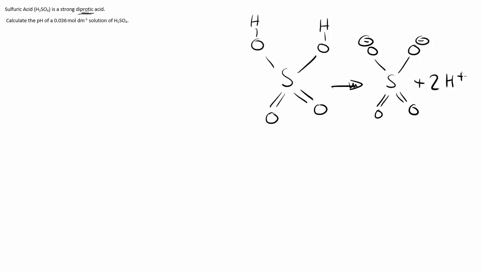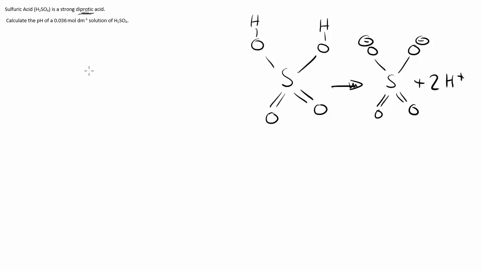If you look at the ratio between the sulfuric acid molecule and the H plus ions formed, you can see it's a 1:2 ratio. And that's what's being communicated by the fact that it's a strong diprotic acid. Obviously, strong relates to the fact that sulfuric acid will dissociate completely when it's in solution. So now let's work out this question, given that we know that it's a diprotic acid.